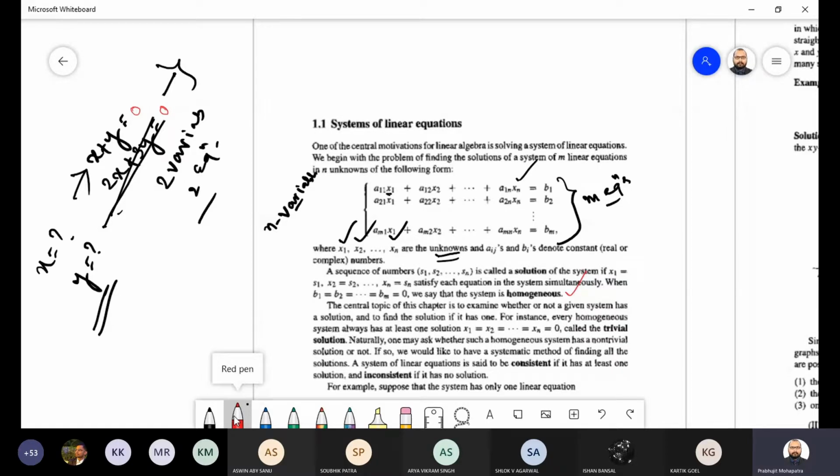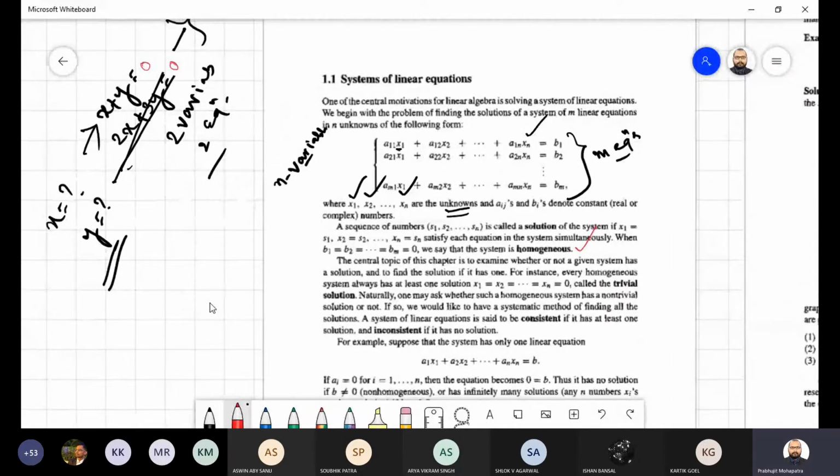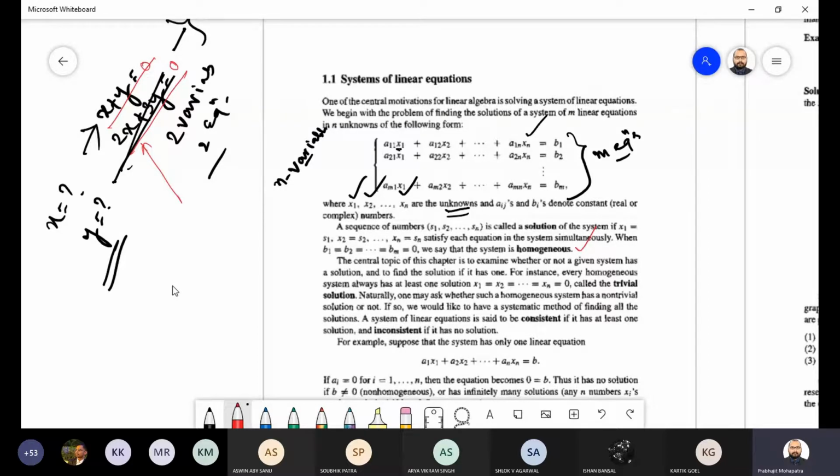So these are things not necessary. What is the important thing? If the equations are given as x plus y equal to 0 and 2x plus 3y equal to 0, what is the first solution you can say without solving? Both are 0. That zero, zero is called the trivial solution.